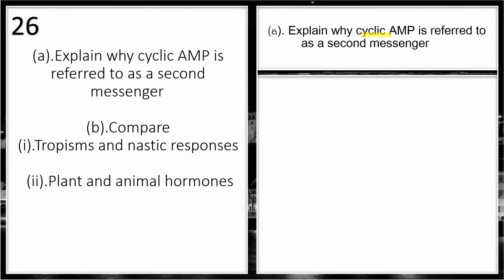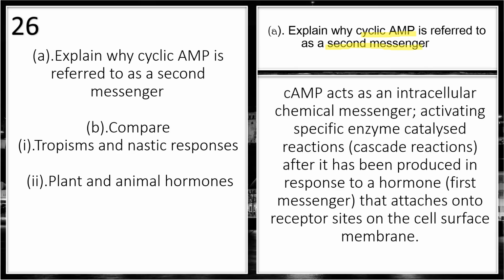Explain why cyclic AMP is referred to as a second messenger. cAMP acts as an intracellular chemical messenger, activating specific enzyme-catalyzed reactions and cascade reactions, after it has been produced in response to a hormone, the first messenger, that attaches on the receptor site of the cell surface membrane.